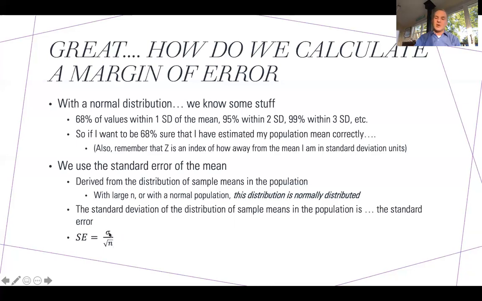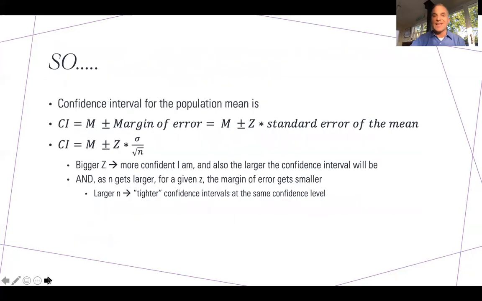Right? So remember, sigma here indicates a population parameter rather than a sample statistic. Sigma is the population standard deviation. If I divide that by the square root of the sample size that I took, I get what we call the standard error. The standard error is the standard deviation of the distribution of sample means in the population, which is normally distributed. And so I can use this information to build my margin of error based on the standard error to create my confidence intervals. And that's what I do right here.